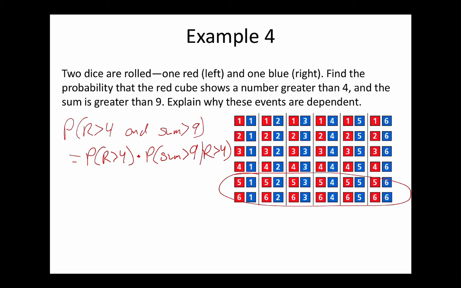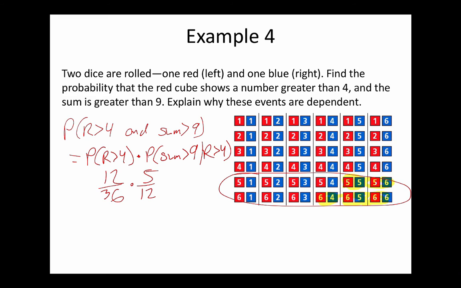There's a total of 12 of them out of 36, which can reduce to, well, maybe let's actually leave it as 12 out of 36 for a second. Now, of those 12, we're looking for which of those 12 have a sum greater than 9. Well, there's only a handful of them. The sum greater than 9, we've got this one here, so 5, 5, 5, 6, 6, 4, 6, 5, and 6, 6. So there's 5 of them total out of those 12. So that's 5 out of 12.